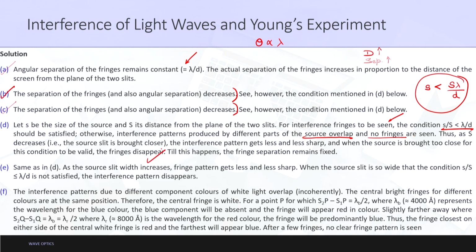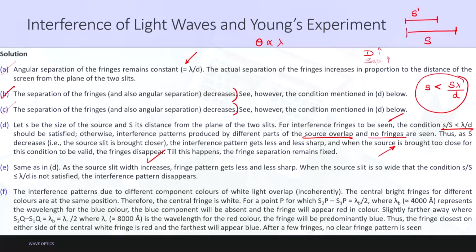So this is the same thing. Let us say this is capital S, and if we try to decrease it to S dash, the sharpness of the visibility of the interference fringes on the screen will get less and less sharp, and at one point there won't be any interference fringes. So till some point of S, the fringes remain fixed and are available, but after that they won't be available.